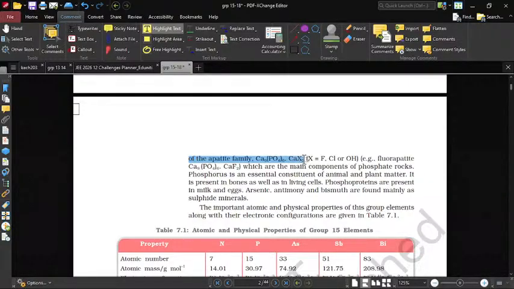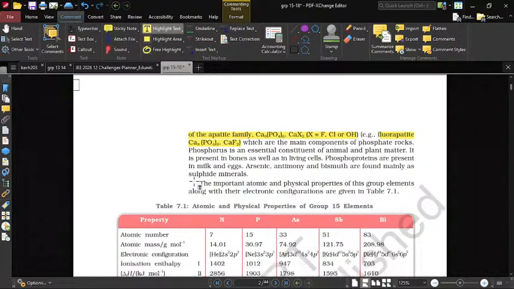Ca9(PO4)6·CaX2, where X2 can be chlorine, fluorine, and OH. Example: fluoroapatite, that is Ca9(PO4)6·CaF2, which are the main components of phosphate rocks. Phosphorus is essential constituent of animal and plant matter. It is present in bones as well as in living cells. Phosphoproteins are present in milk and eggs. Arsenic, antimony, and bismuth are found mainly as sulfide minerals.